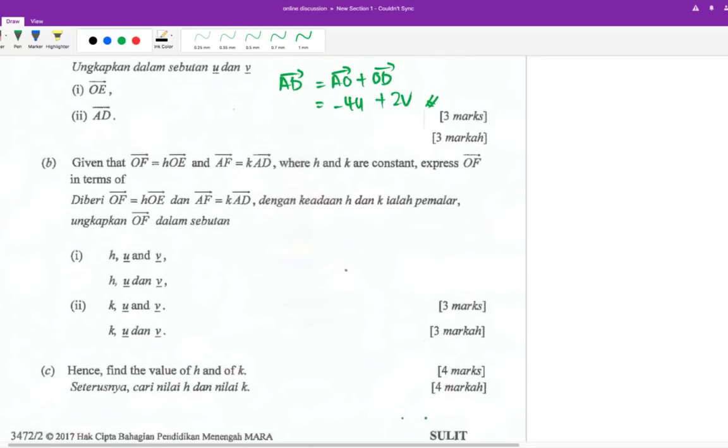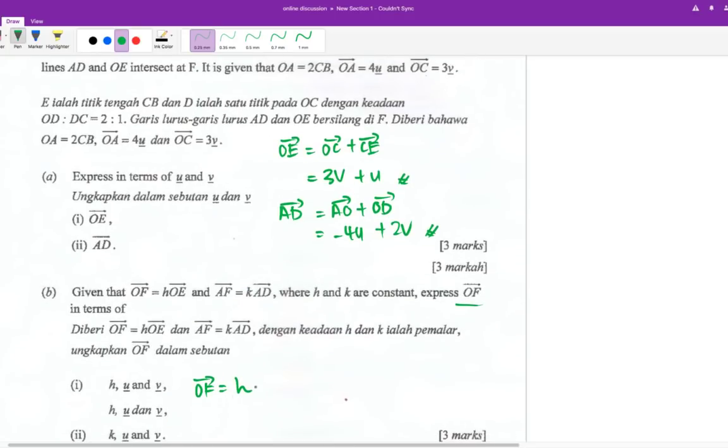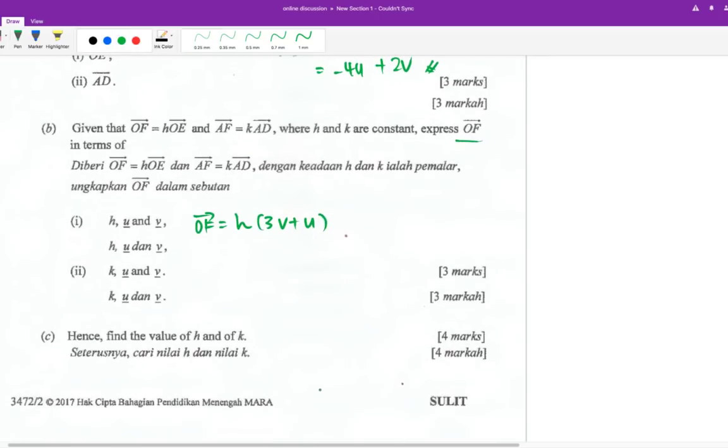Simple. Then it's given that OF equals H OE and AF equals K AD, where H and K are constants. Express OF in terms of that one. Basically this is just some substitution. The question asks you to express OF, so I will just express the OF here equal to H, my OE is 3V plus U. That's all, you can leave it like this. If you want to expand, you can always expand it, which is 3HV plus HU.